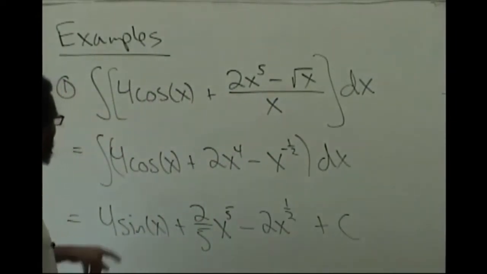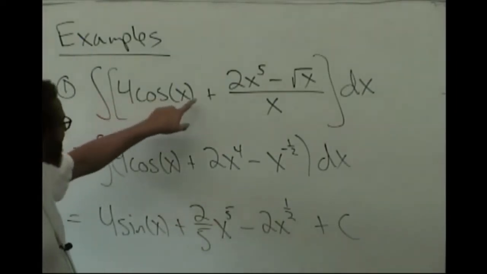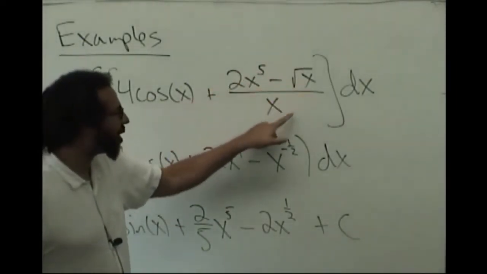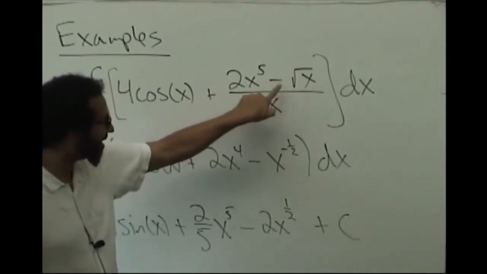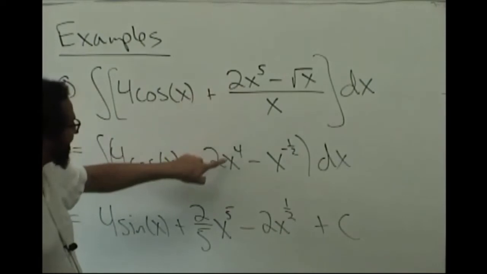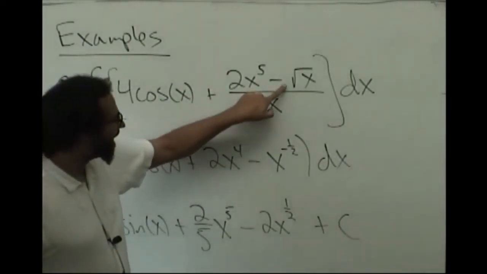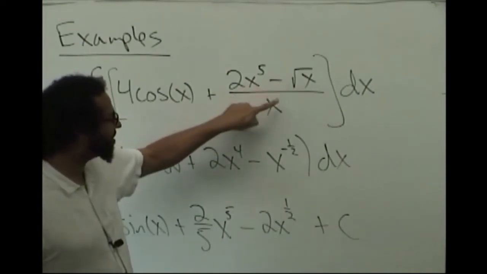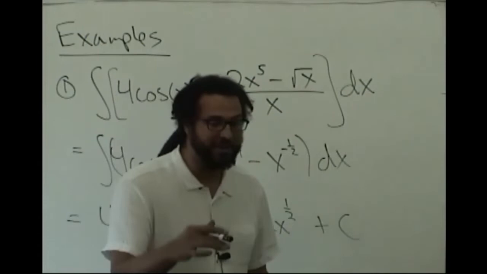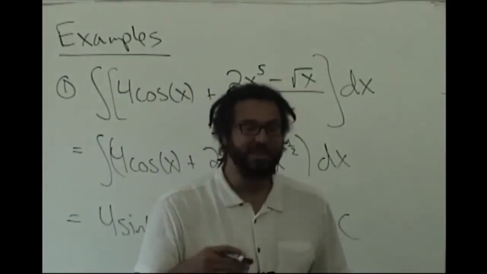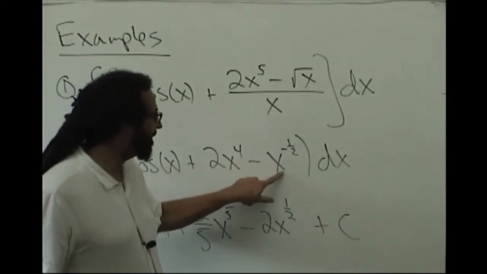Okay, so we know that antiderivatives go through scalar multiples and sums. We don't know what they do with fractions, so maybe it's a good idea to rewrite this thing as a difference. So 2x to the fifth over x is the same thing as 2x to the fourth. And then x to the 1/2 divided by x is the same thing as 1 over x to the 1/2 in the bottom, which is the same thing as x to the negative 1/2 written in the numerator.